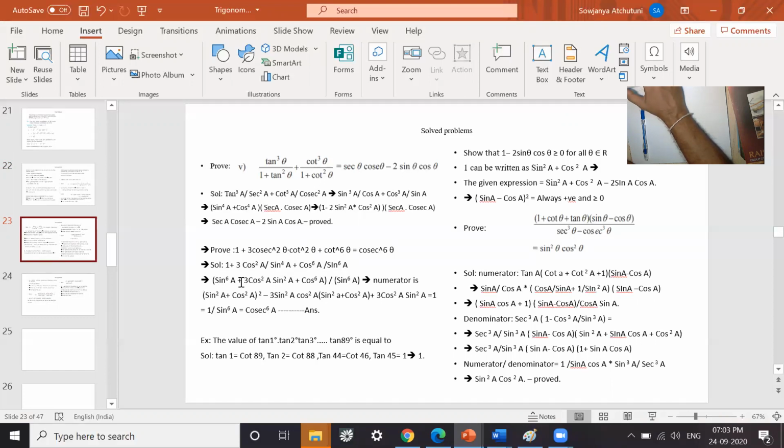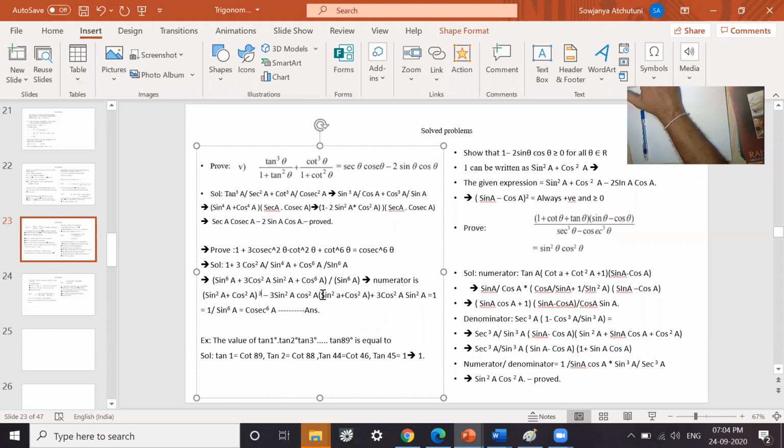So the numerator can be written as sin⁶ plus cos⁶, which is a³ + b³. What is this a³ + b³? It is (a + b) whole cube minus 3ab into (a + b). So (a + b)³ minus 3ab(a + b).